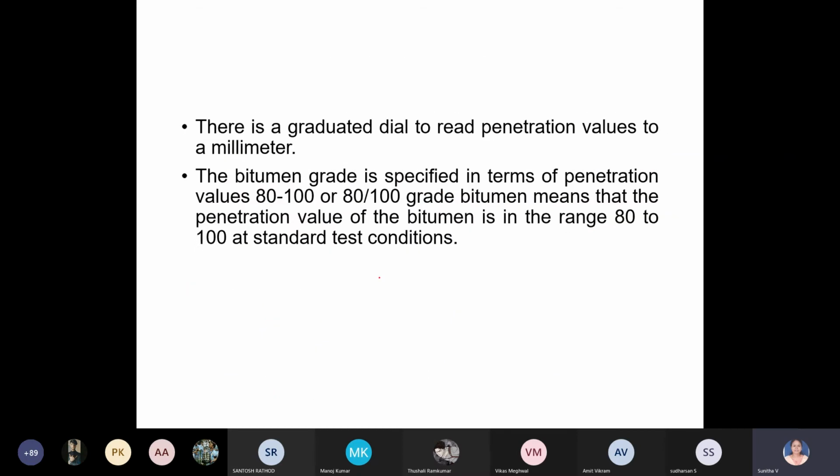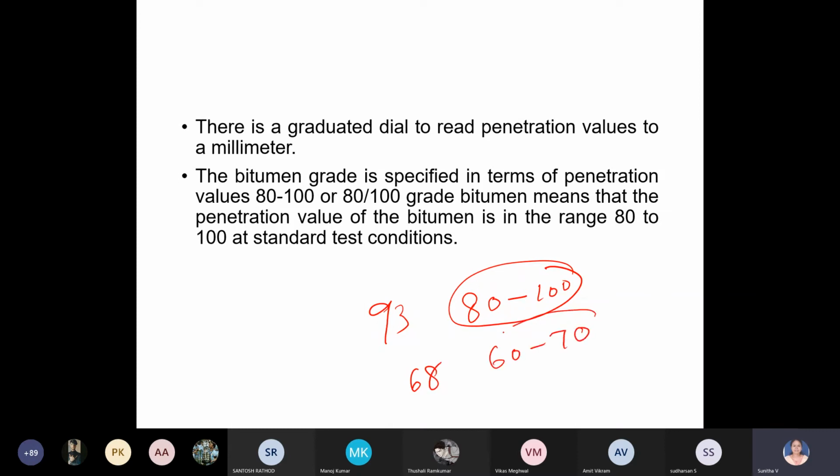If the penetration value you obtained is 93, then it should be called 80 to 100 bitumen. If the value is like 68, then it's 60 to 70 bitumen. These are the common bitumen grades which were used earlier. You have other bitumen grades also.